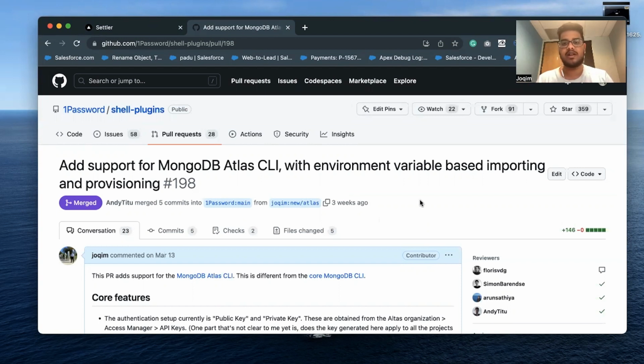I also have written an article on Hashnode, which might be of use to you. So please let me know.